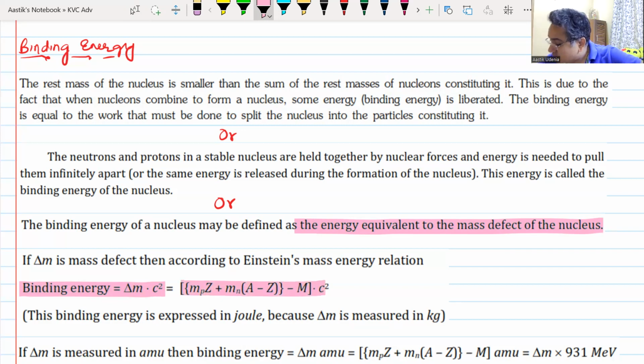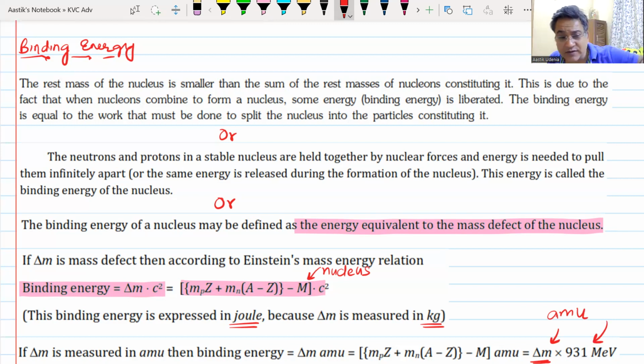So this becomes your equation, where A, remember, is the mass of the nucleus. Do we understand this? Yes, sir. You will get this binding energy in joules if you write the mass defect in kgs. If you have the mass defect in AMU, you simply multiply this mass defect by 931.5 and you will get your energy in mega electron volts. Yes or no? Yes, sir.